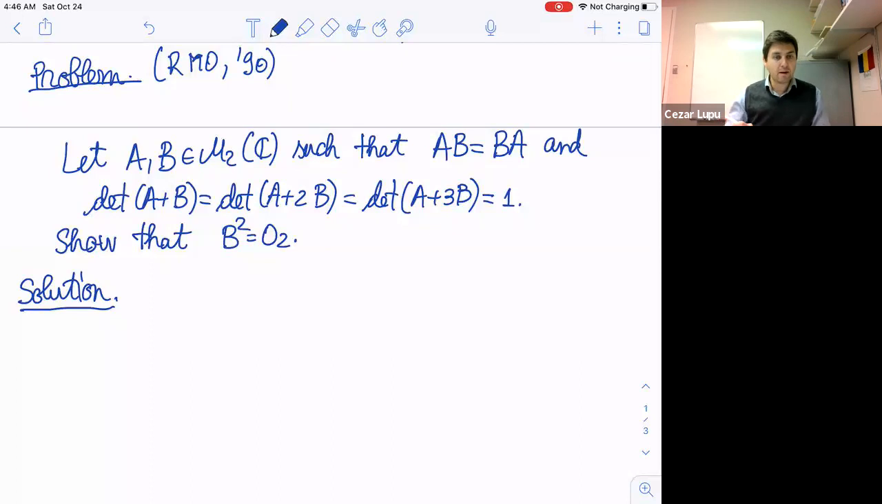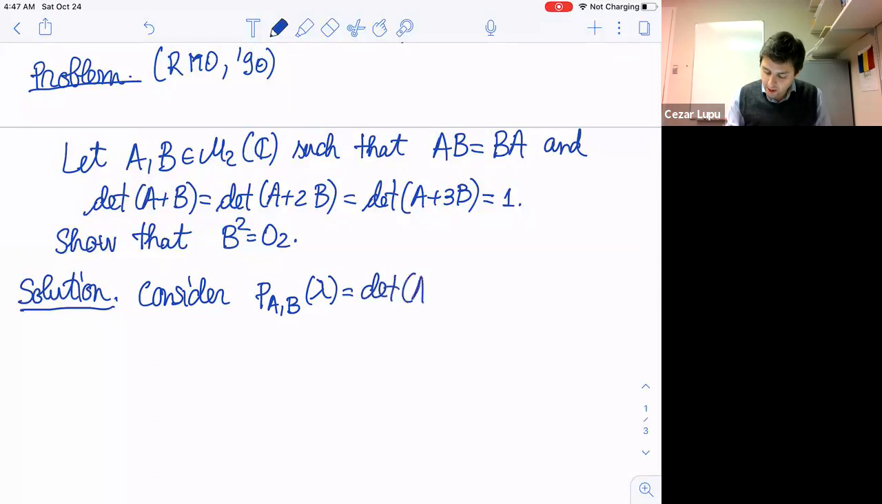Let's consider the following polynomial function, well, the quadratic function. Consider PAB, almost like the characteristic polynomial of lambda. This is the determinant of A plus lambda B. And we have proven that, well, I didn't prove it, but I actually told you how to prove it in the lecture. So that this guy will look like this.